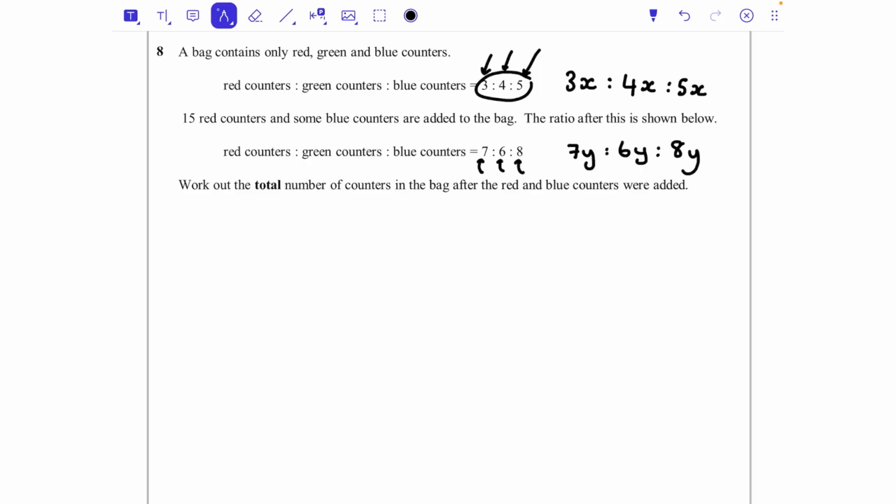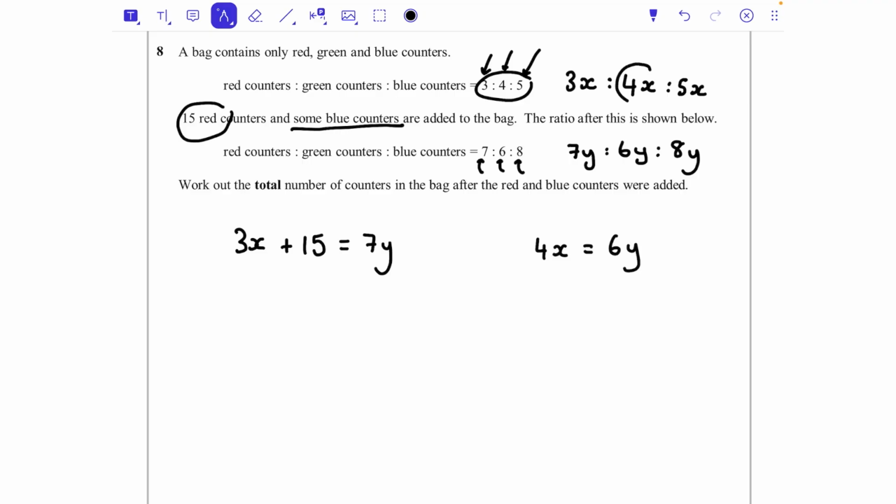Now, what else do we know? We know that they've added 15 red counters. So the red is the first value, so we know that 3x add 15 needs to equal 7y. And we also know that no green counters were added at all. 15 red counters were added, some blue counters, but no green counters were added. So we also know that 5x is equal to... Oh no, green's the middle one. So we also know that 4x is equal to 6y.